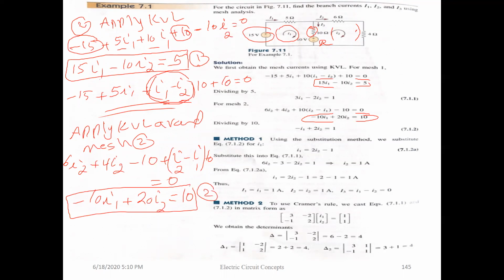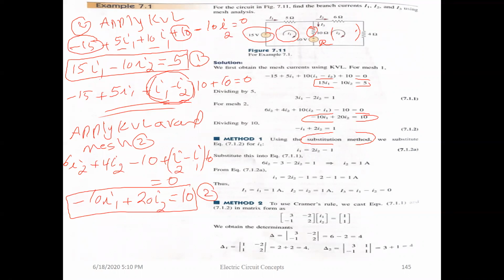Now we need to solve for I1 and I2. So now we need to go to the algebra, to the math. Again, there are 3 methods to solve for I1 and I2. One of them is the substitution method. Substitution means we can use equation 1 and find I1 in terms of I2, and then substitute the equation of I1 into equation number 2, so we have only one element.